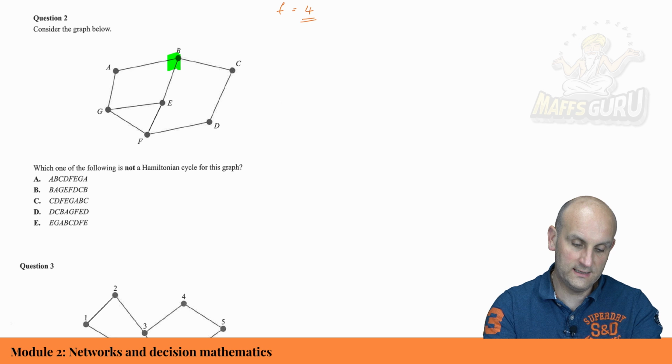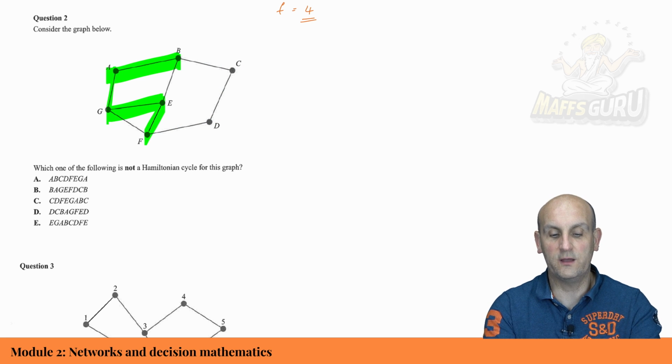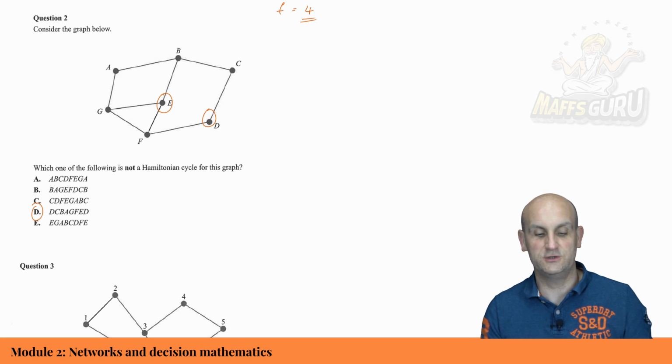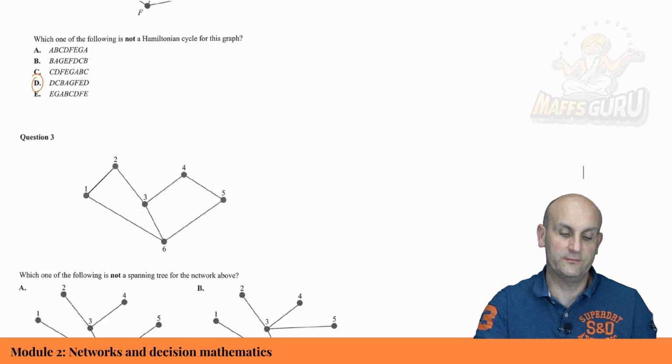Let's do B, A, G, E, F, D, C, B. Yep, seems to work. And basically, when you keep going through these, what you find out is that D is the incorrect one. The reason being is because they try to get you to go from E to D, and there's no direct path between the two. And so that's actually just not possible.